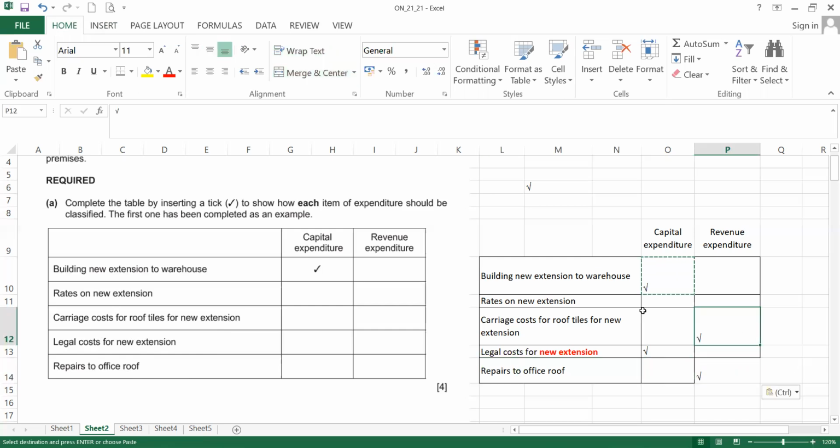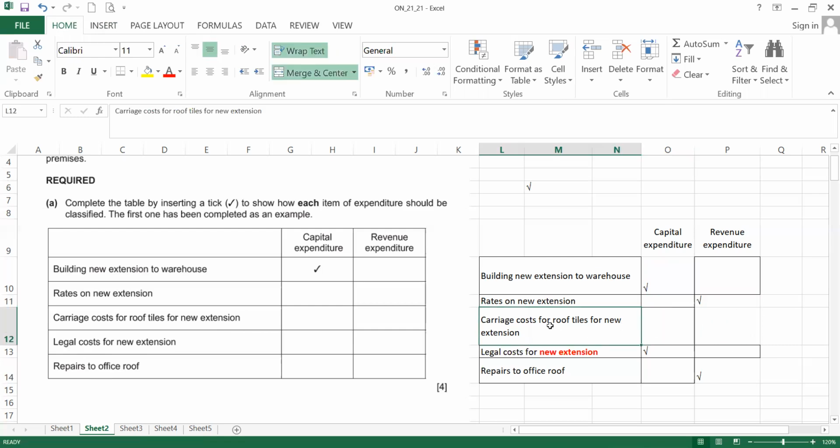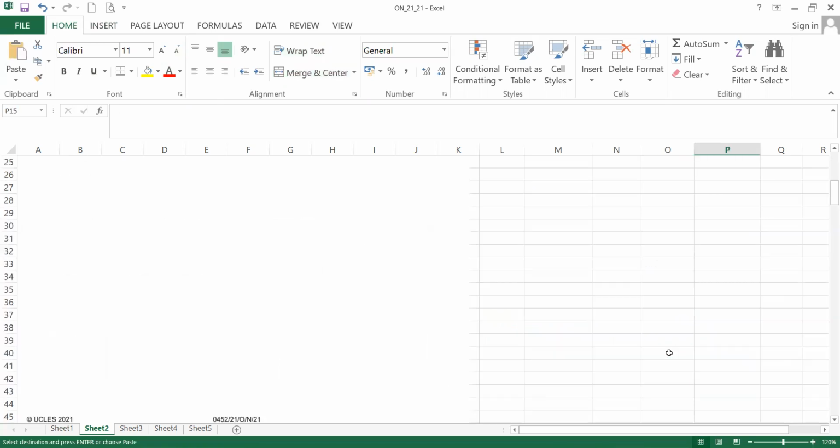Okay, now here, where is the rate? Okay, we make mistakes. Here, one more. Carriage cost for roof tile for new extension. They mentioned that this is a cost incurred for the new extension. This is carriage inward, so it's part of the capital expenditure. So this is the answer for it.